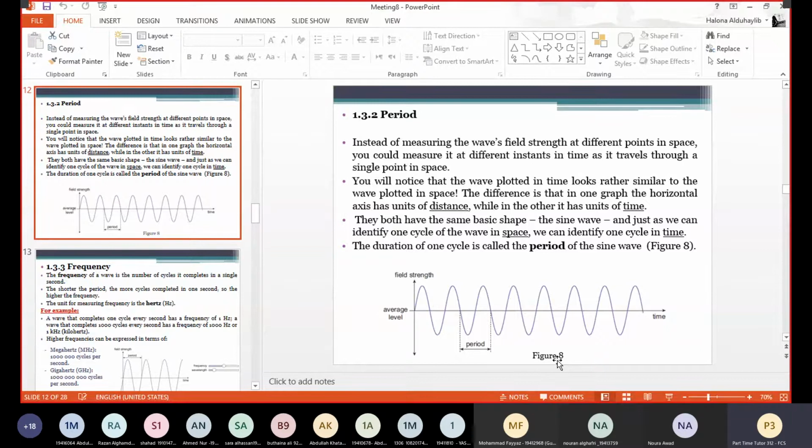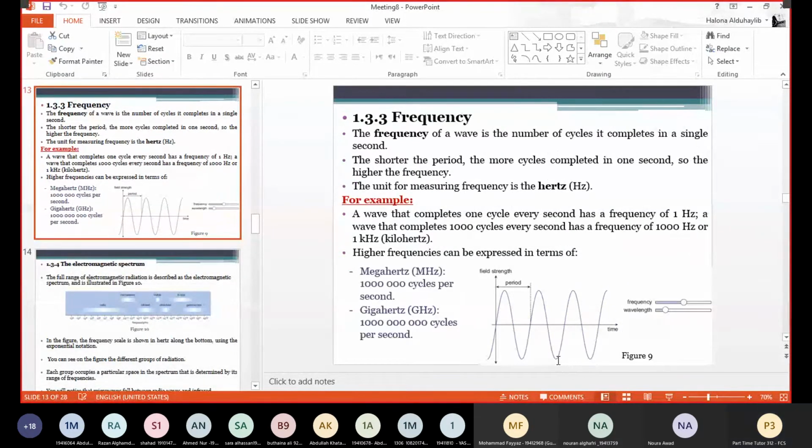Period is actually the distance or the time between two bottoms or two tops, where the measurement is taken either at the bottoms or at the tops.